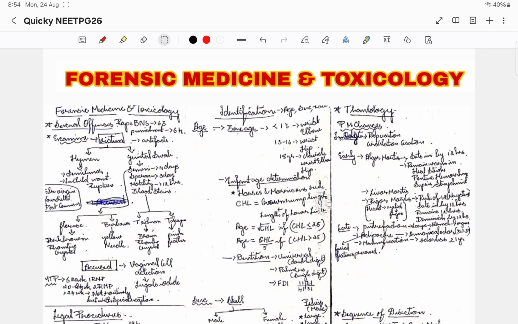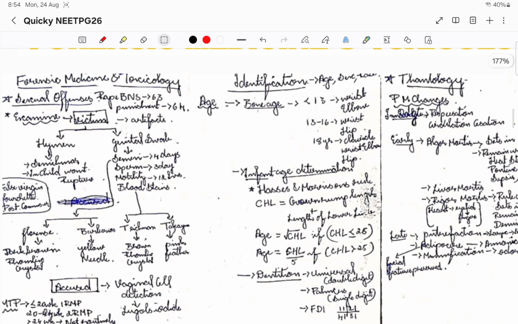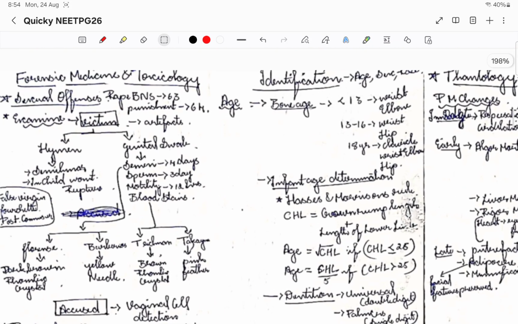Starting with FMT, it is going to be sexual offenses. First we'll learn about it. In sexual offenses, please remember the BNS. For rape the BNS is 63, whereas for the punishment of rape it will be BNS 64. Remember these two values, 63 and 64.